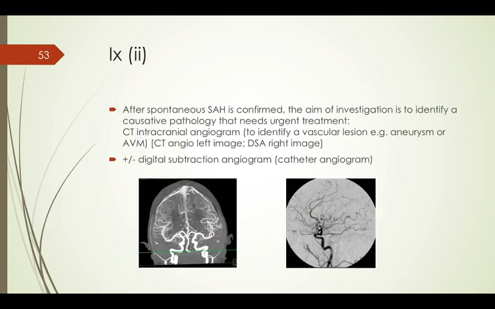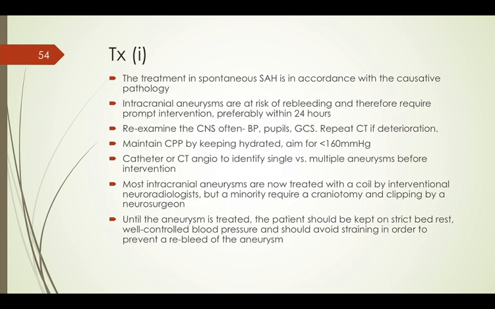Follow-up investigations are basically angios, so this can take the form of CT angio or digital subtraction angio. CT angio on the left image here, digital on the right. Basically we're trying to find a causative pathology that would require treatment with either coiling, clipping, etc. of the aneurysm. Treatment is in concordance with whatever's causing it.